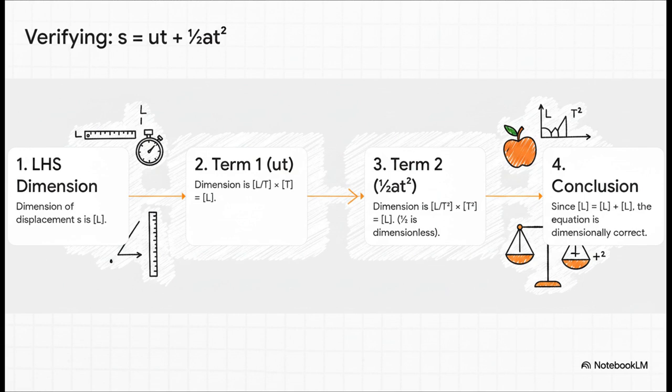We've got acceleration, L over t squared, times time squared, t squared. And again, the t squares cancel out, leaving, you guessed it, L. So we have L equals L plus L. Everything checks out. The equation is dimensionally correct.